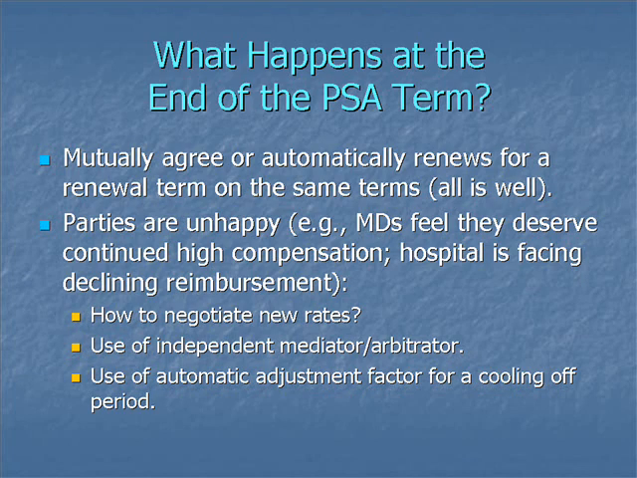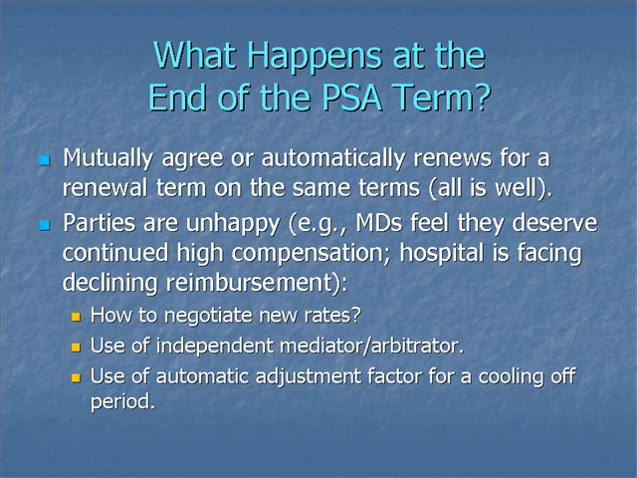But it could be a situation where the parties are unhappy, that the doctors feel they deserve continued high pay, but the hospital has been facing declining reimbursement. The doctors fault the hospital because the hospital didn't cut things that the doctors felt the hospital could have cut. The hospital said, I'm sorry, we have a collective bargaining agreement with our nurses and we can't cut it. And that's just the way it goes. So in a situation where the relationship is unhappy, this is where the PSA becomes quite interesting. So in that sort of heated environment, how do you negotiate these new rates?